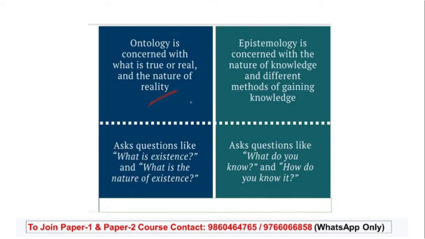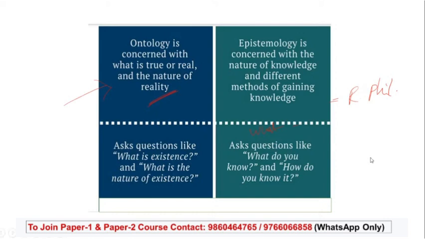Whereas when we talk about epistemology, it is concerned with the nature of knowledge and different methods of gaining knowledge. It means what do you know, or how do you know it. So it answers the questions of what and how. Ontology will give us the true knowledge, and epistemology will help us with the method to gain that true knowledge, and the combination of these two gives us research philosophy. At least this much you can keep in mind. There can be a question out of this, so you have to remember it very well.